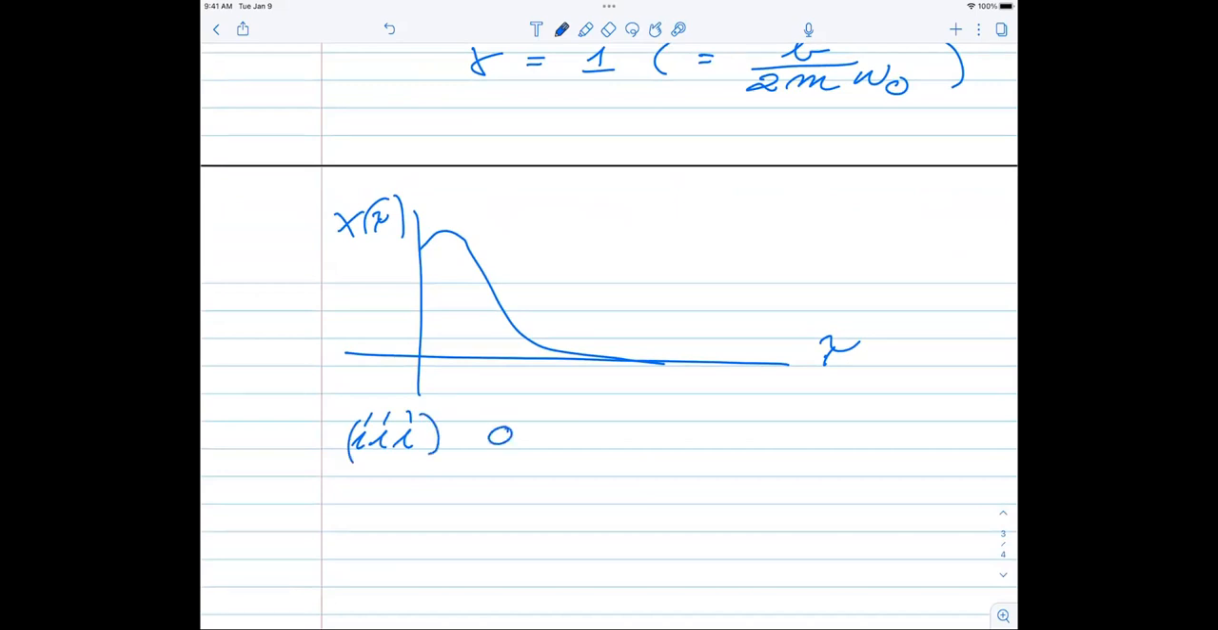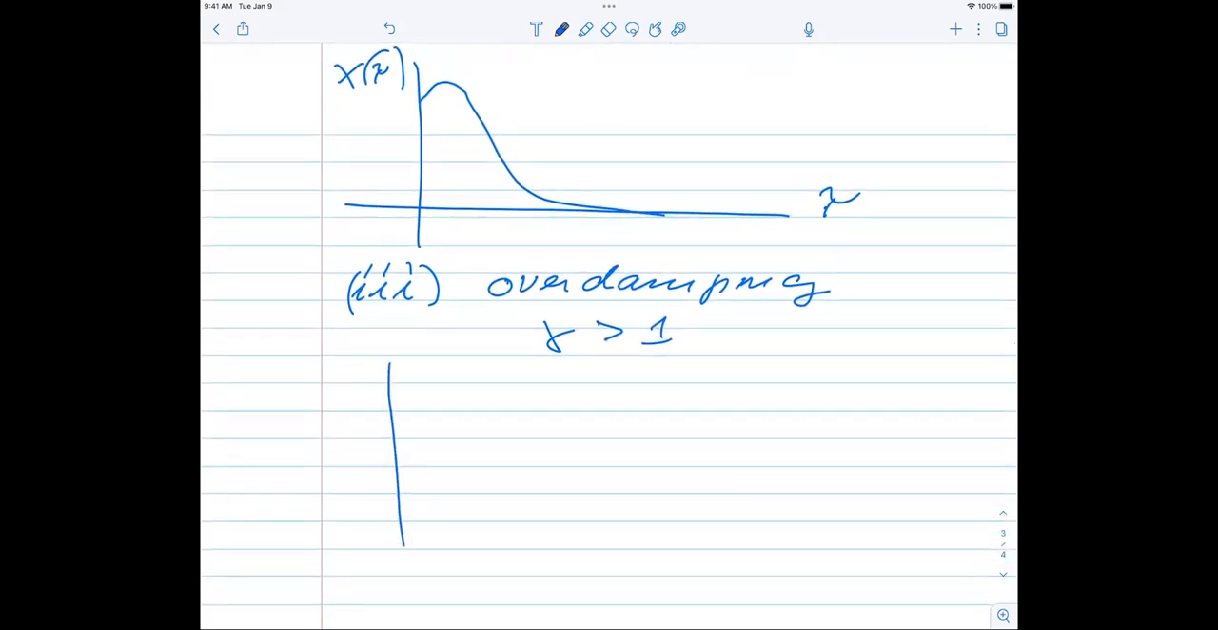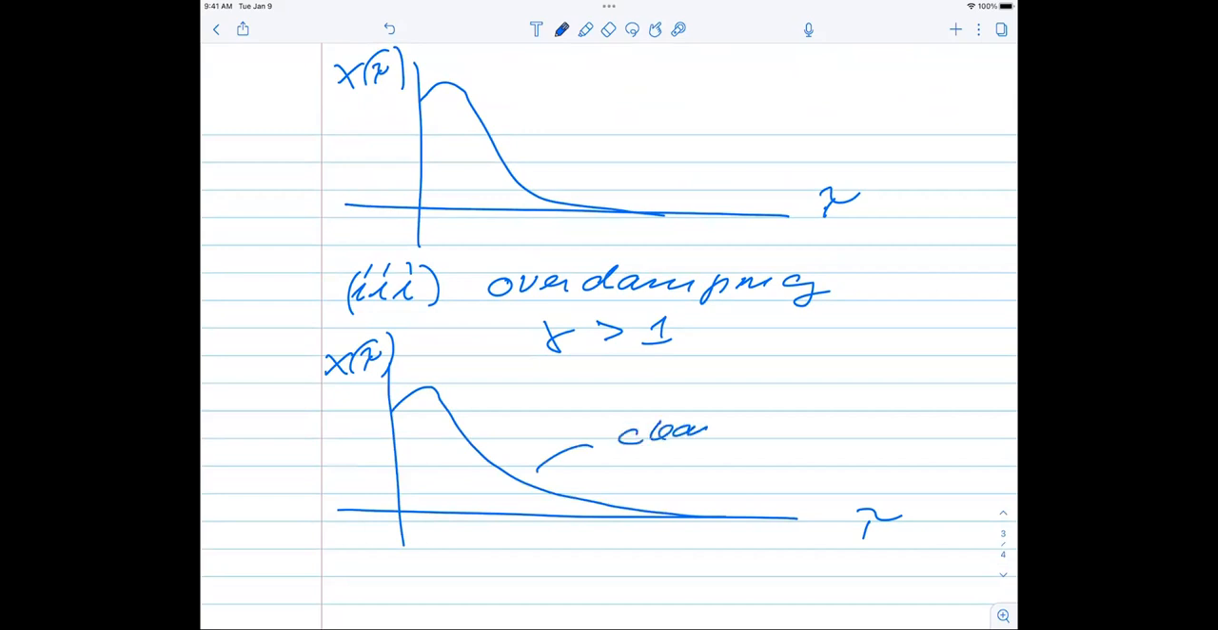And the last one is called overdamping. As you will see, this corresponds to the parameter gamma being larger than 1. And what we will see then is a solution of this type. I hope I'm going to be able to make the drawing a little bit different from the previous one. This is going to be more like an exponential decay. So this is a clear exponential decay, going like e to the minus tau multiplied with some constants.